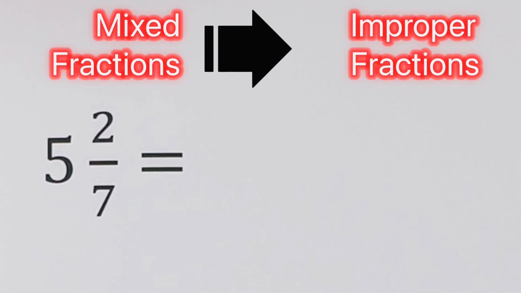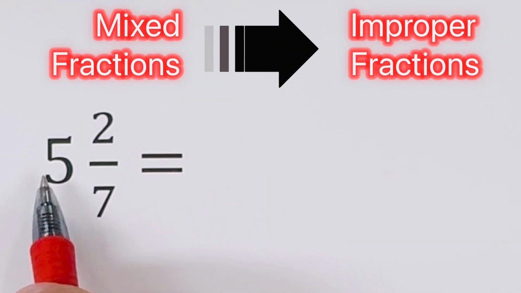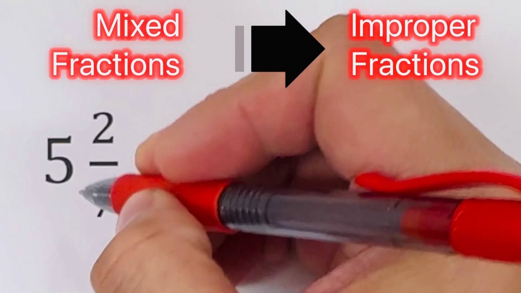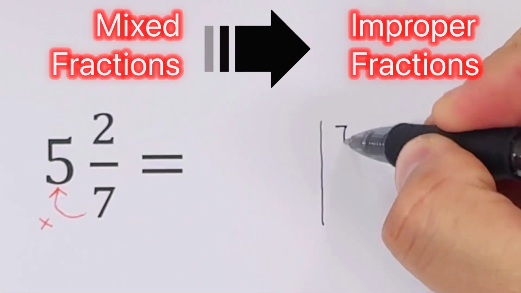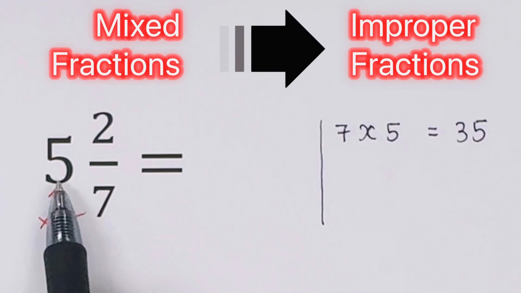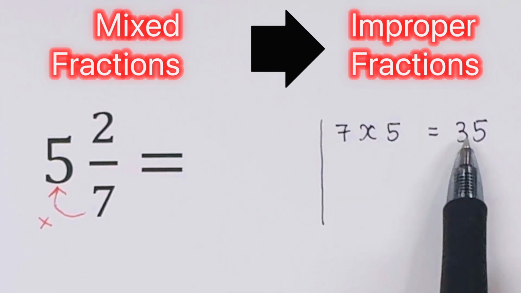So what we do first is we will multiply these two numbers, 7 and 5. So the denominator and the whole number will be multiplied together. So what happens is that, again, we have 7 times 5. I did the work on the side here. 7 times 5 is 35.